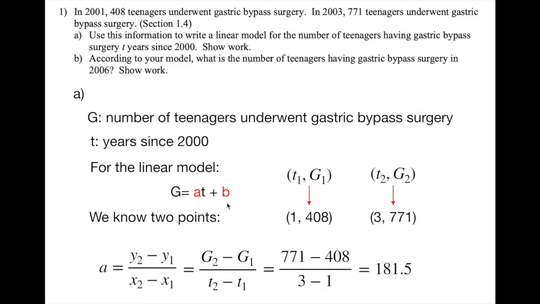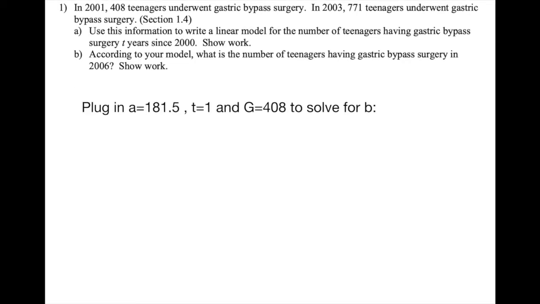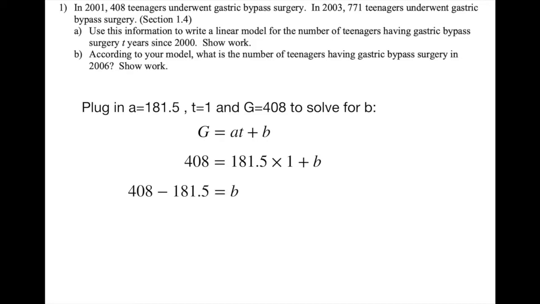Then next, you want to calculate B. How to get that? Now you have A, and you can plug into the equation one of those points. I choose point 1 because it looks easier. So T equals 1, G equals 408, and you want to solve for B. So 408 will become 181.5 times 1 plus B, minus 181.5 on both sides. Then B will become 408 minus 181.5. If you put it in the calculator, it will tell you the number for B immediately. So that's 226.5. So now you have your A, you have your B, you are ready to write your model.